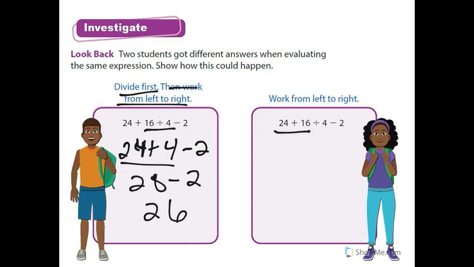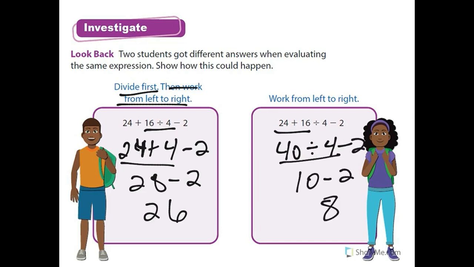So 24 plus 16, that's 40. Bring everything else down. 40 divided by 4 is 10. 10 minus 2 is 8. See how they got different answers? This guy divided first, then worked from left to right. This girl worked from left to right. They did the math correct, but got different answers. So that's a problem, isn't it?